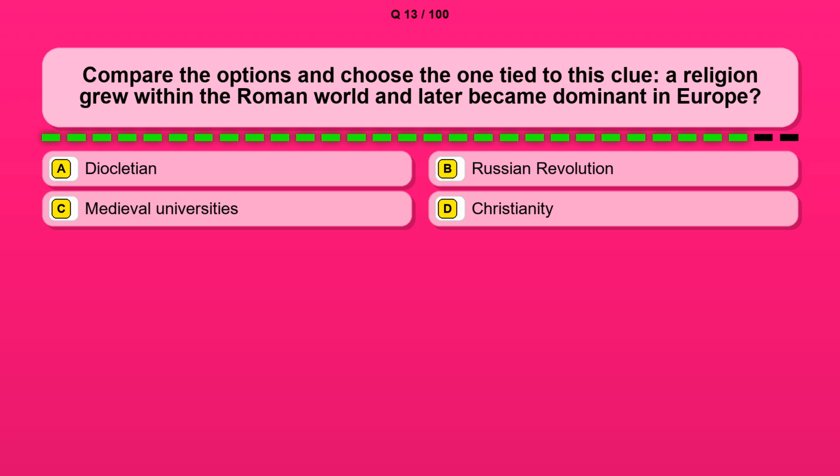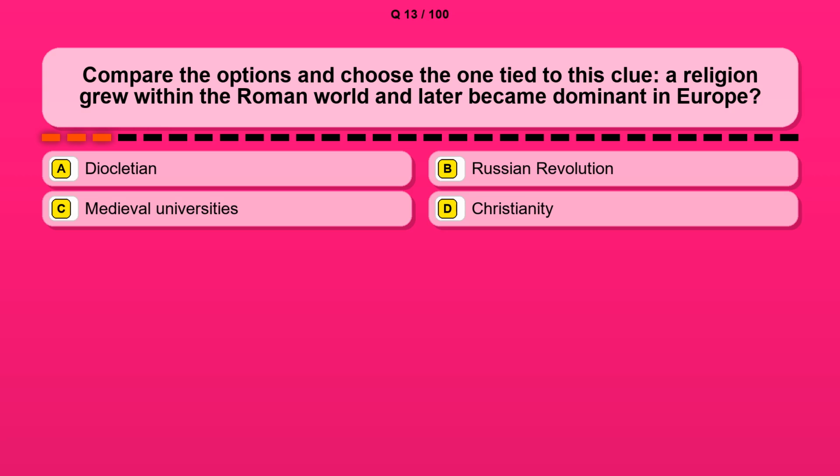Question 13. Compare the options and choose the one tied to this clue. A religion grew within the Roman world and later became dominant in Europe. Option A, Diocletian. Option B, Russian Revolution. Option C, medieval universities. Option D, Christianity.